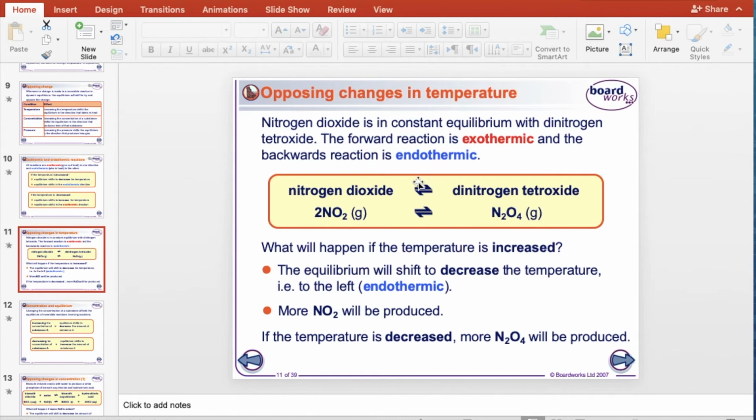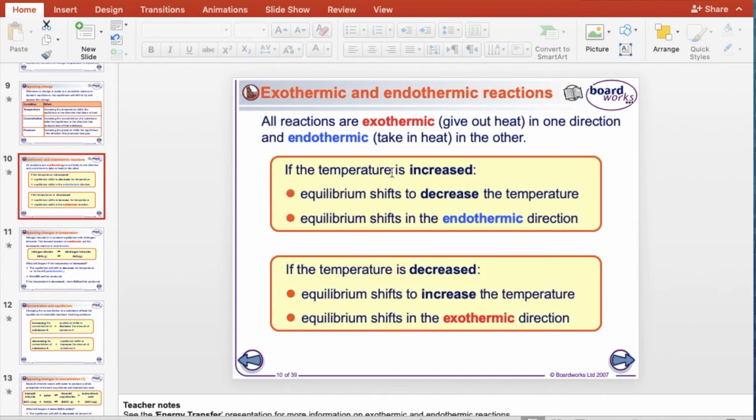What you need to remember for temperature changes is this. The forward reaction is exothermic and the backward reaction is endothermic. If the temperature is increased, the equilibrium shifts to decrease the temperature, so the equilibrium shifts in the endothermic direction. If the temperature is decreased, the equilibrium shifts to increase the temperature, so the equilibrium shifts in the exothermic direction.